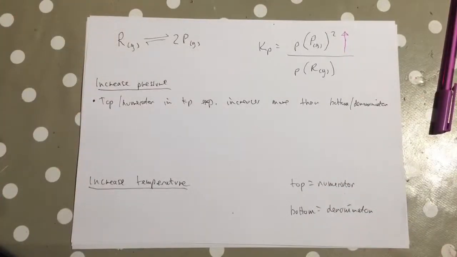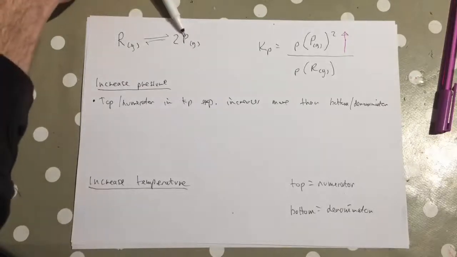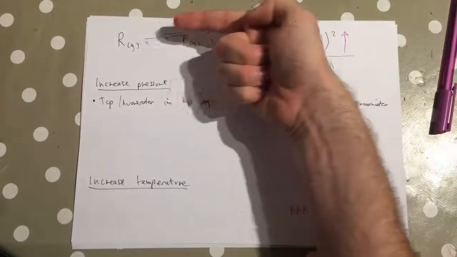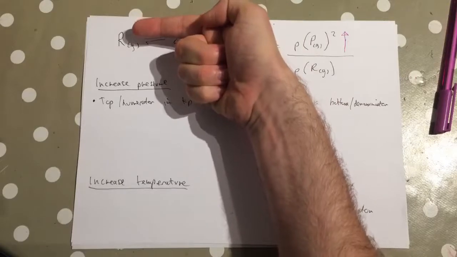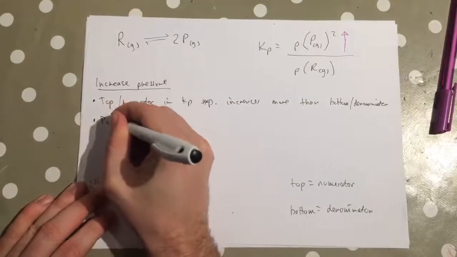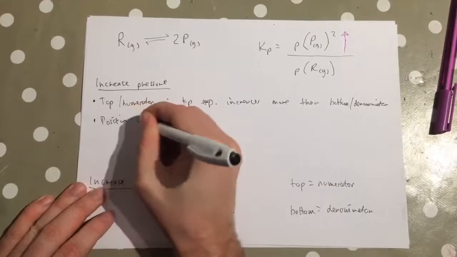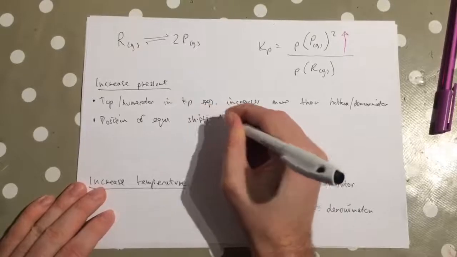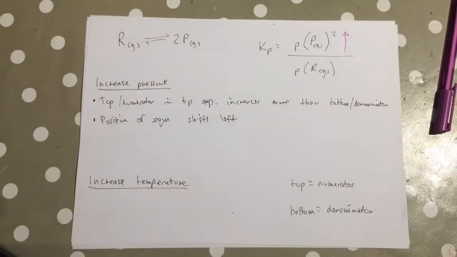Okay, so what's that going to do to the position of equilibrium? Well, thinking about Le Chatelier's principle, if we was to increase this side, the position of equilibrium would shift to the left to try and reduce that change. So let's get that down. The position of equilibrium shifts left.